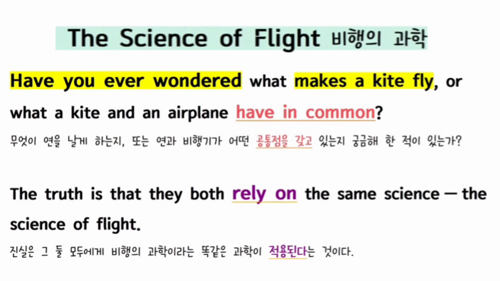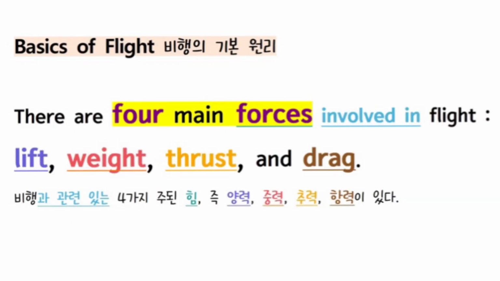The science of flight. Have you ever wondered what makes a kite fly, or what a kite and an airplane have in common? The truth is that they both rely on the same science, the science of flight. Basics of flight. There are 4 main forces involved in flight: lift, weight, thrust, and drag.